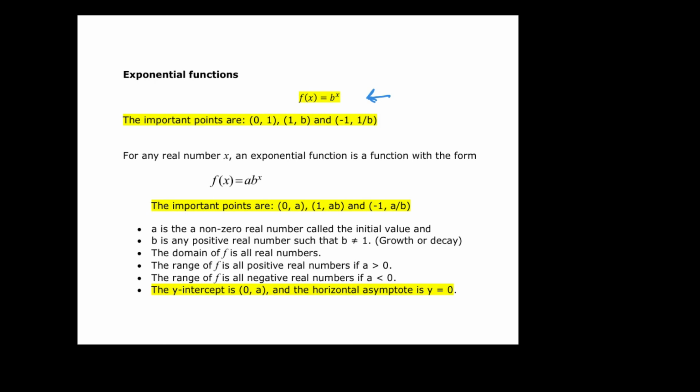Sometimes you have a vertical stretching or shrinking going on, and then there's an a out in front of it, another number multiplied by our graph. And then our important points change a little bit in that instance. And you can see they're all just multiplied by the number a, so it's pretty easy. And you want to note what the y-intercept is. And we also have that horizontal asymptote. So those are the basics of the graph of an exponential function and what they do.